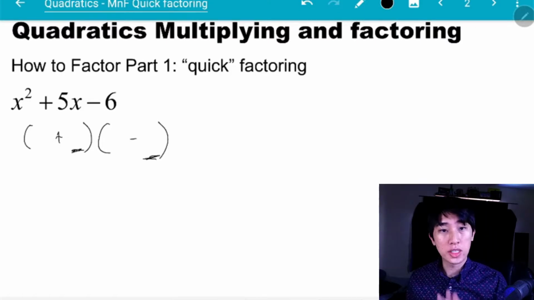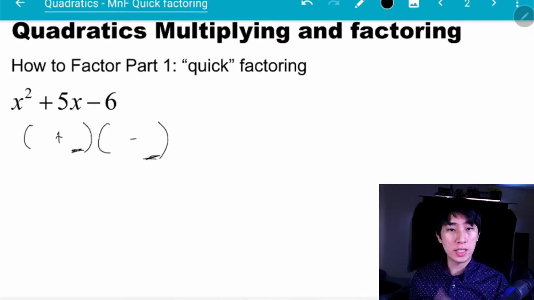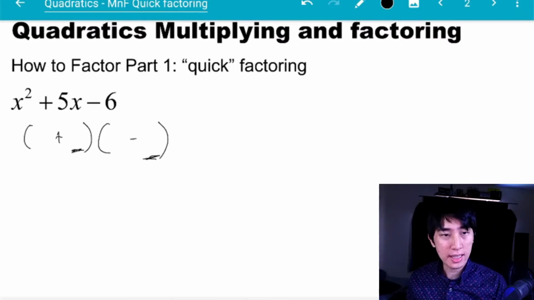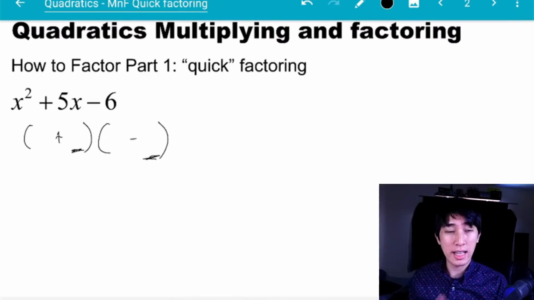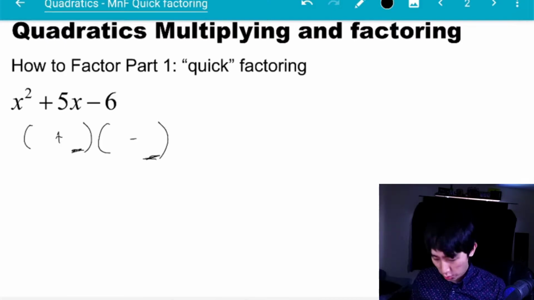So again, we're cheating. We're setting this up. First 2 things we set up is, number 1, we set our parentheses. The second thing we set up is one's plus, one's minus, and that depends on what your third number is. If it's positive, they're both the same. If it's negative, they're both different. Okay.